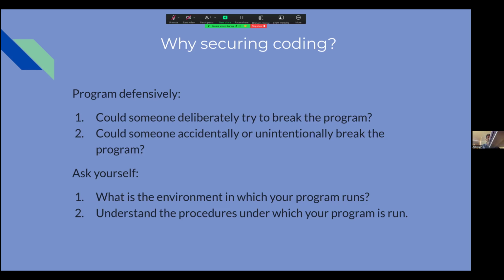The second important question is about runtime procedures, right? What are the actions being done on the program? Does it need any external database access? Are we securing those as well? Because again, the system is only as secure as its weakest link, you know. So this again boils down to a fundamental principle: to make sure we understand the procedures under which our program is run.